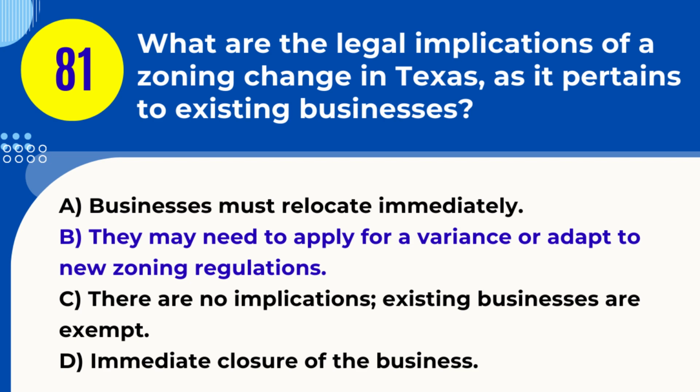Explanation. When a zoning change occurs in Texas, existing businesses may be affected and might need to apply for a variance to continue operating as before or adapt their operations to comply with the new zoning regulations.